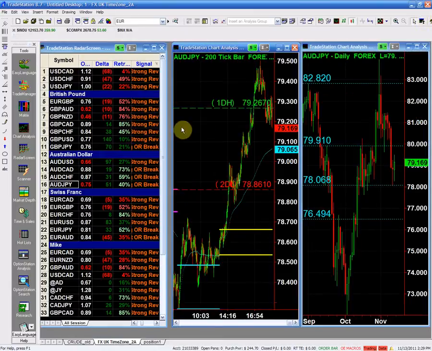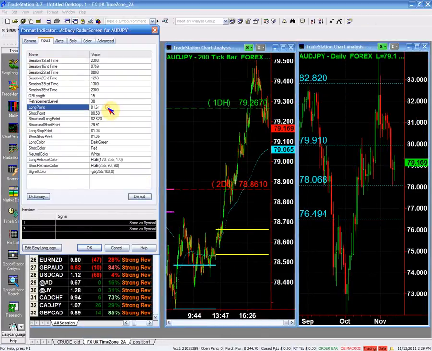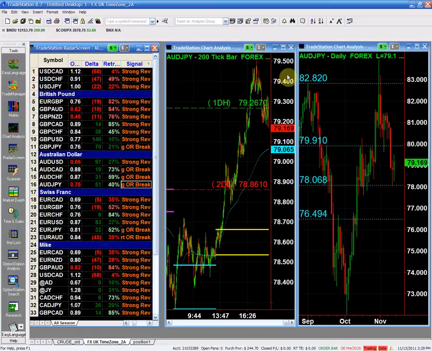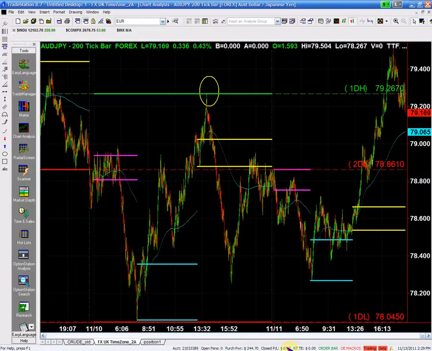So the Aussie yen, our long point is the 79.26. Our structural long is 79.26, because in both cases it is a pretty decent place. And on the short side, where will I go short here?